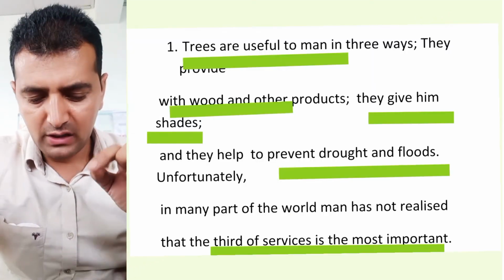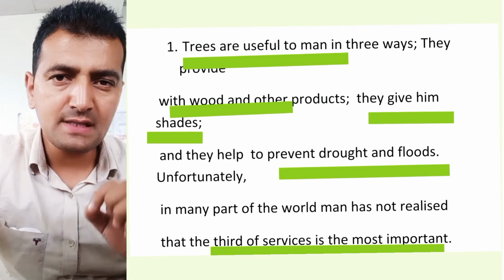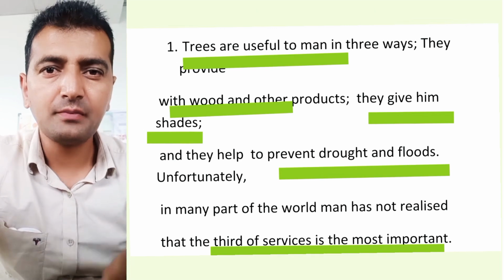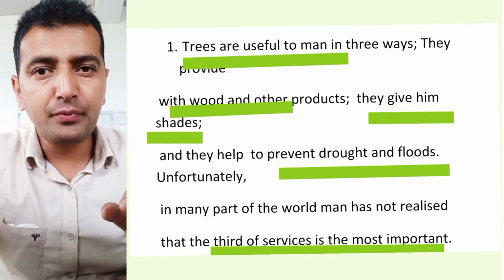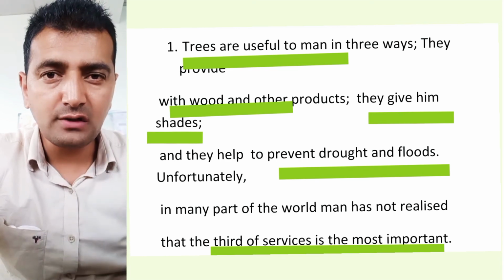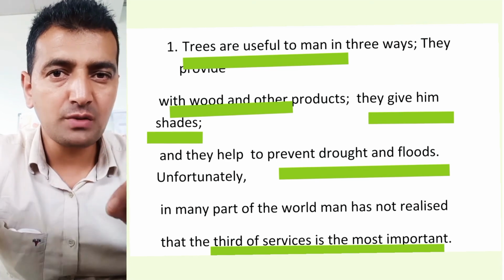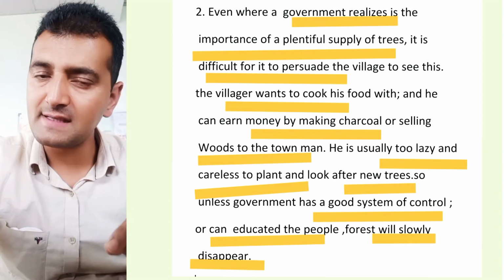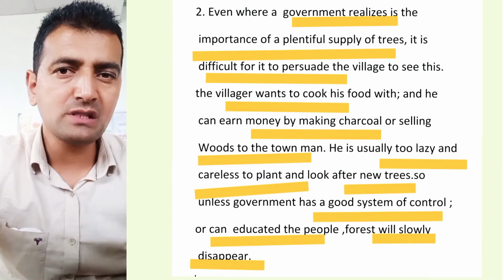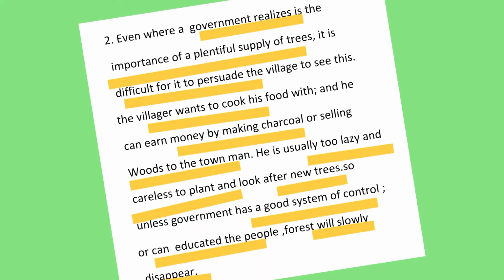Look at this. Trees are useful to man. There are three ways: provide food and other products, give shade, stop flood and drought. Third element is most important. Government realizes the importance, plentiful supply of trees. Difficult to persuade villagers. Villager wants wood for cooking food. Earn money by making charcoal. Selling wood to the town man. Lazy and careless. Careless about the new trees.